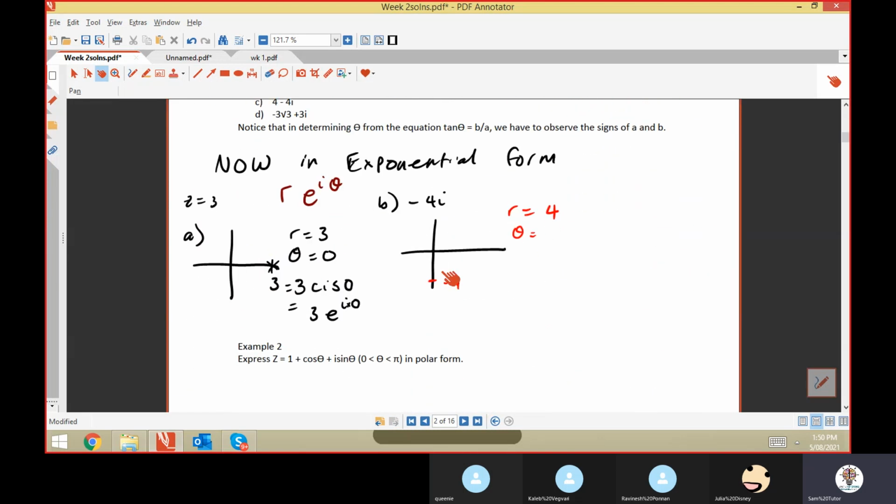Julie, you want to take another guess? Negative 90? Yep. If you say positive 90, you're talking about here. You've got to be careful. Negative 90, and then do you want to tell me the answer in polar form? 4 cis negative 90. And then in exponential form? 4e to the negative i pi over 2.